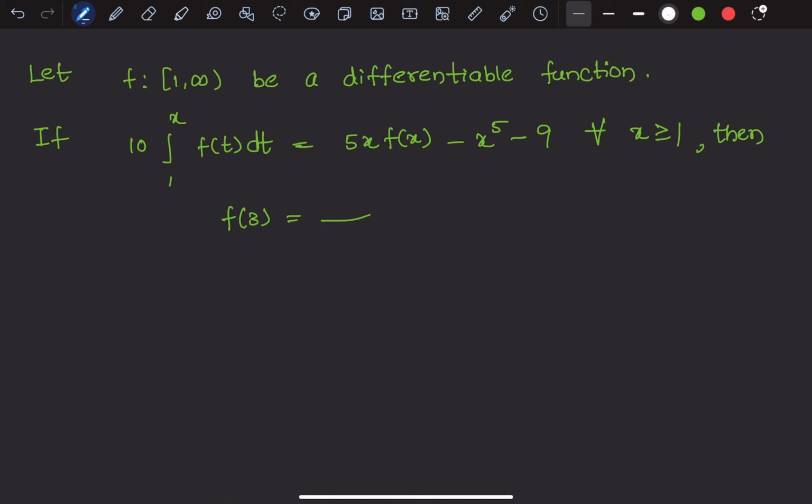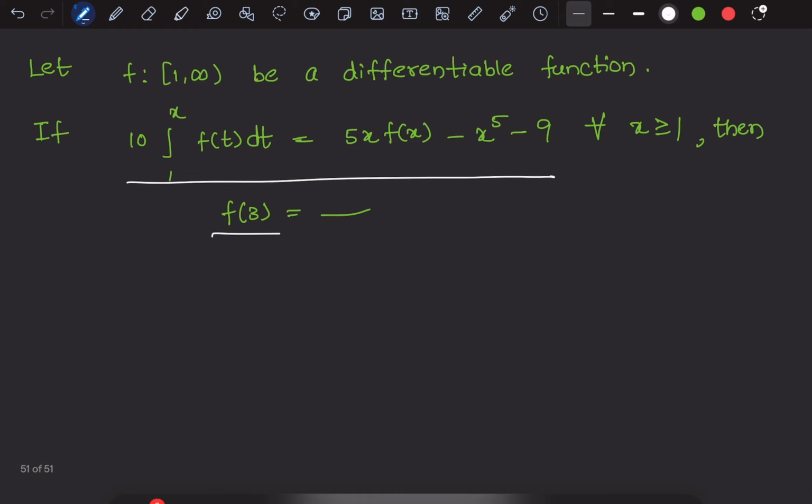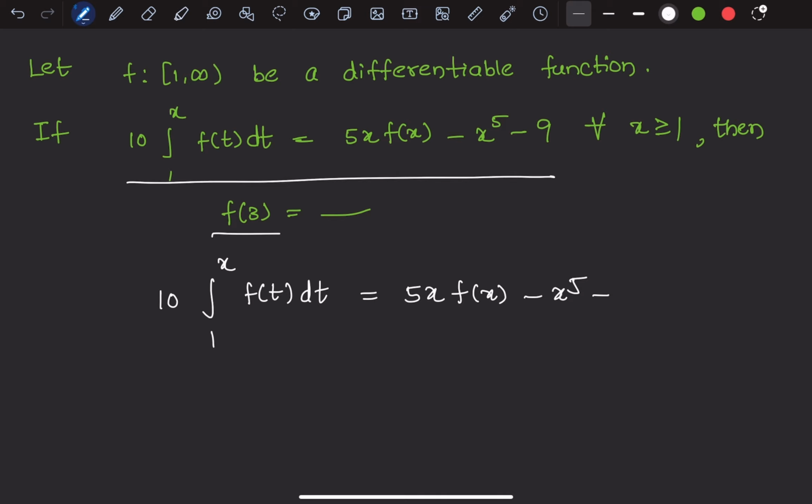So let us move to the next question. This question is from differentiation and integration. So you have this particular equation given and you have to find out the value of f of 3. So you have 10 integral 1 to x f of t dt is equal to 5x f of x minus x power 5 minus 9.